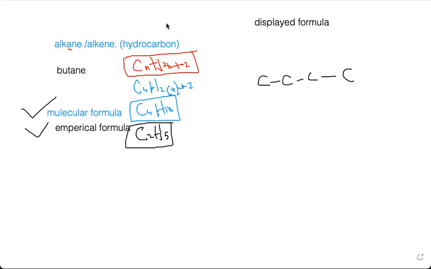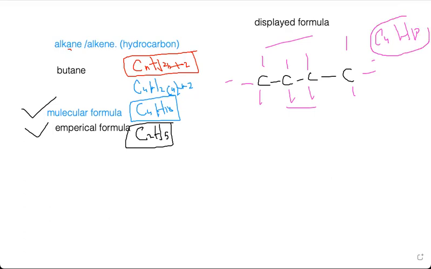Let me change the color. Now see, this is the displayed formula. I'm not writing H for the hydrogen to save time. So you can see there are 4 carbons, C4, and how many hydrogens are there? You can count these red bonds. So 4 plus 4, 8, 9, and 10. H10. You can see I'm getting the same formula. I just found the molecular formula by using the general formula of the alkane, and I'm getting the same formula by the displayed formula. So this is called the displayed formula.